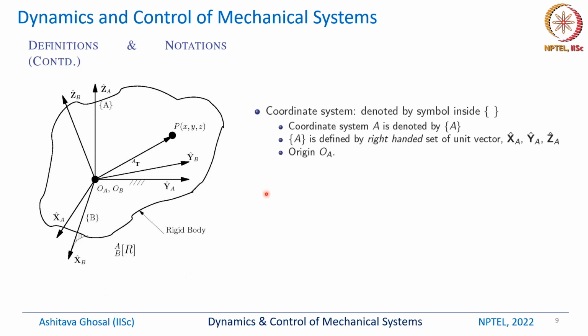As I said, a coordinate system is denoted by a symbol inside curly brackets. The coordinate system A is denoted by curly bracket A. A is defined by a right-handed set of unit vectors X_A, Y_A, Z_A and an origin O_A. There will be many such coordinate systems for several rigid bodies, so we will be labeling each rigid body in this way. So you can have A, B, C and so on.